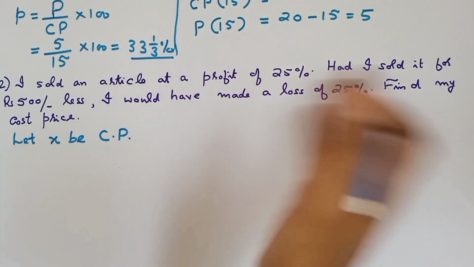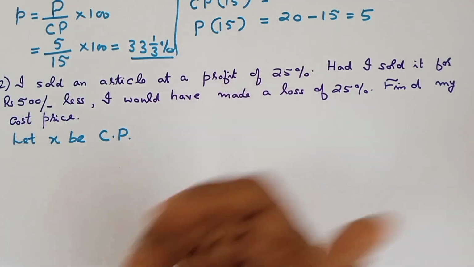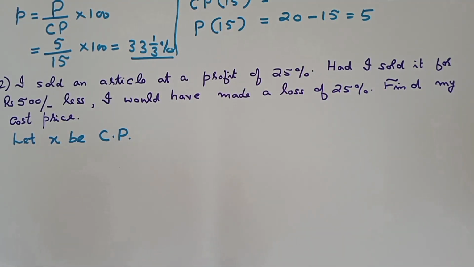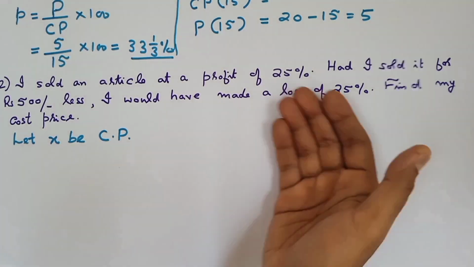Then there are some percentages given. See, profit of 25%. 25% of what? That's 25% of cost price. Again, there is a loss of 25%. Again, 25% of what? 25% of the cost price. As you know, profit and loss percentage calculation is always done on cost price. They don't mention it here.